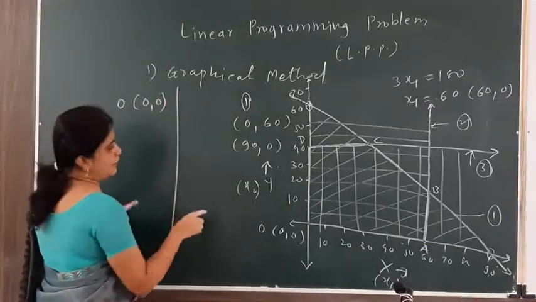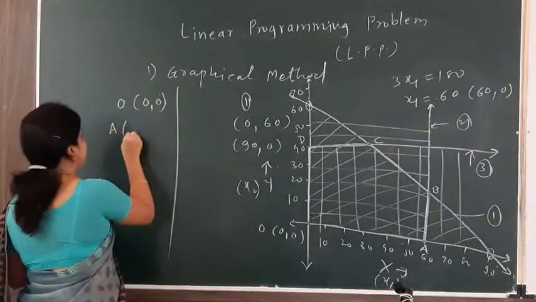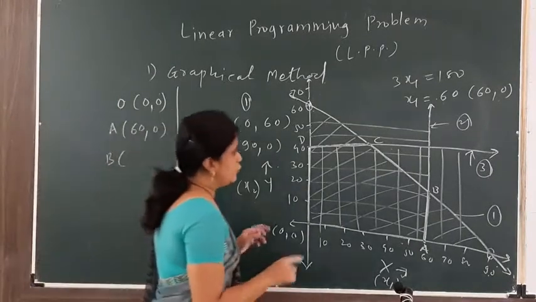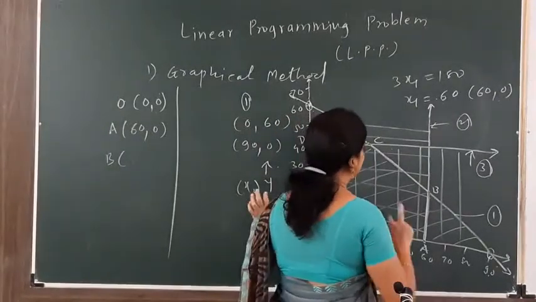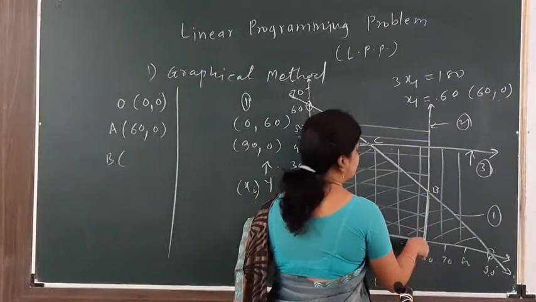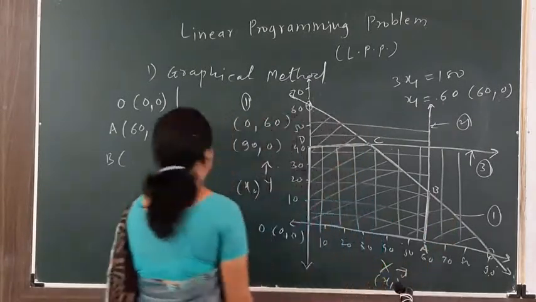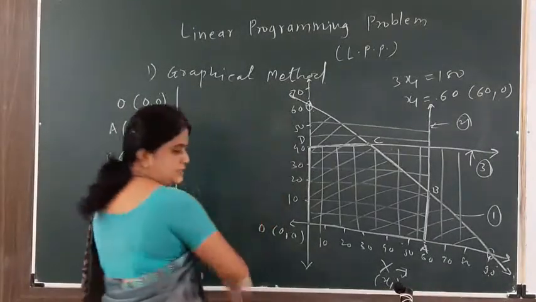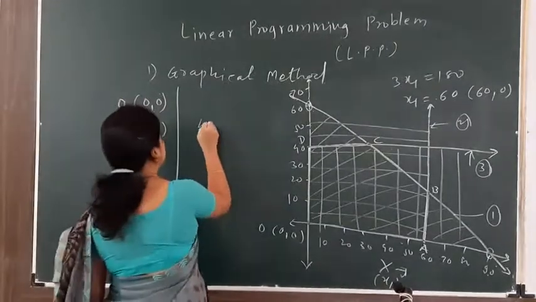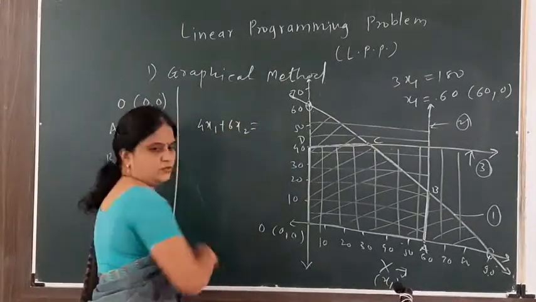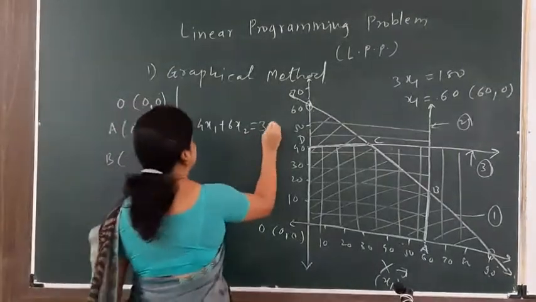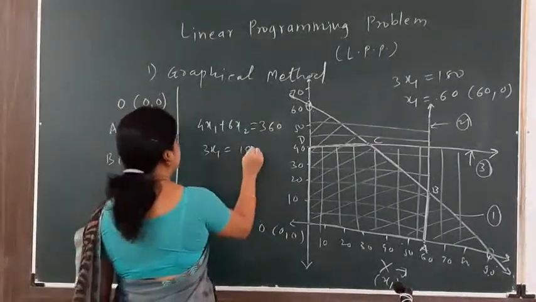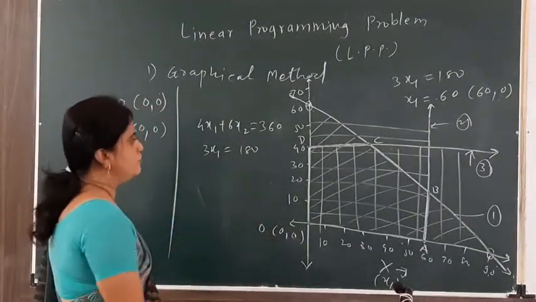Okay. And next point, that is for the point A. For the point A, values become 60, 0. For the second point B, I need to solve the two equations, and the two equations are equation number 2 and equation number 1. So my first equation is 4x1 plus 6x2 is equal to 360, and next will be 3x1 is equal to 180. So I need to solve these two equations so that I get the value of B.